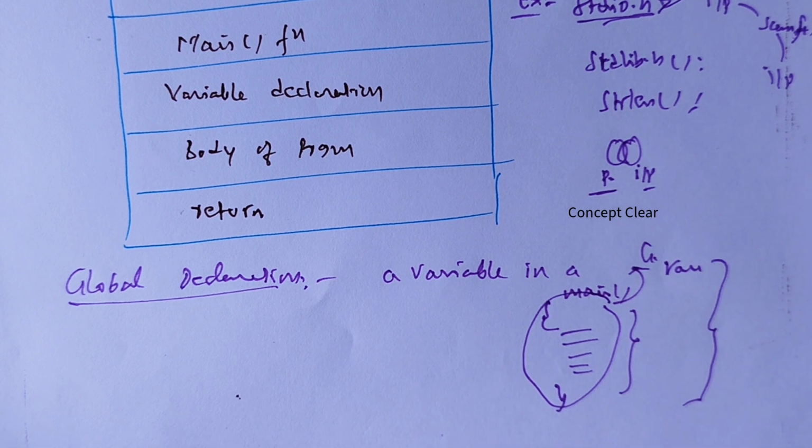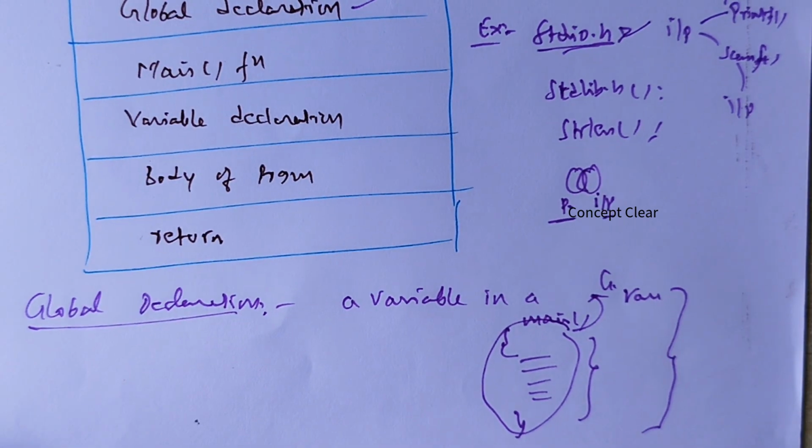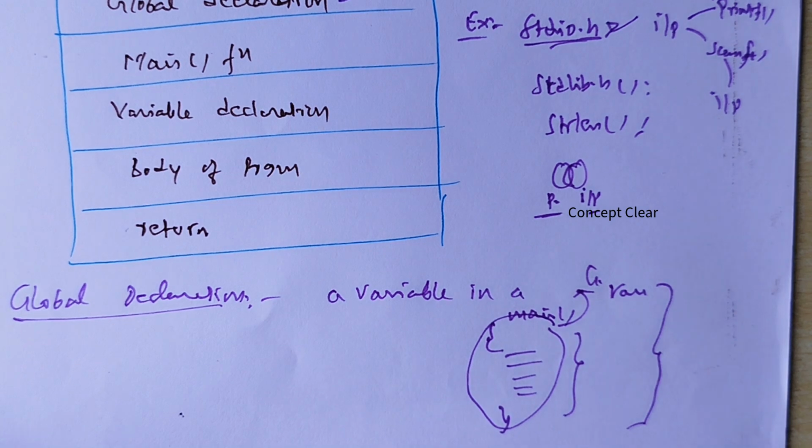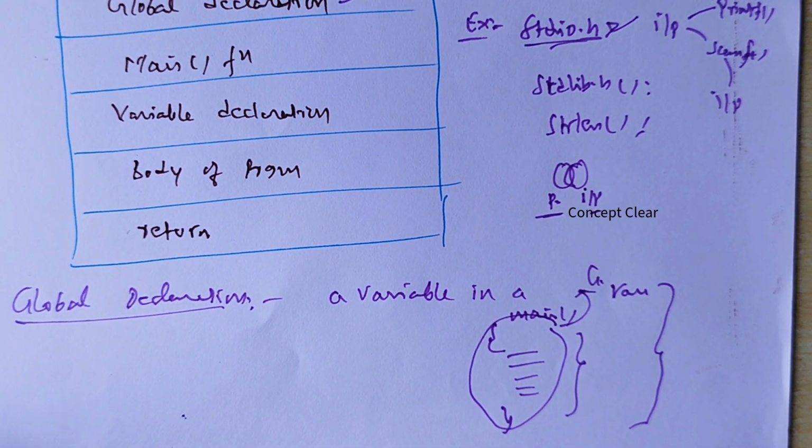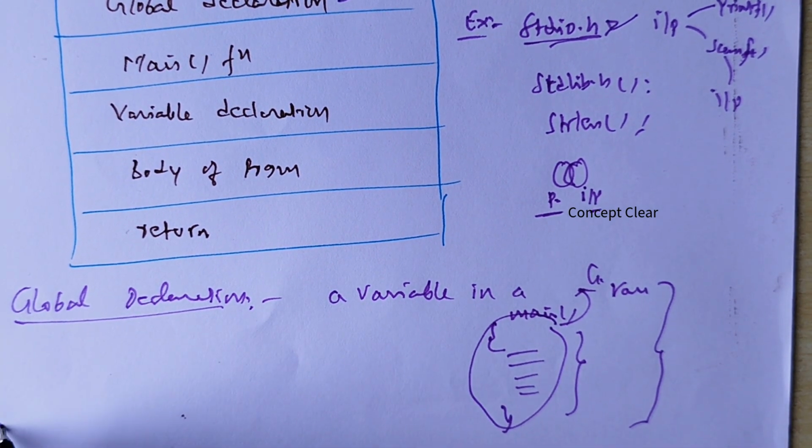Okay, the things we have to use in the entire program, we will declare them as global. Global means outside the main function. The next one is the main function.